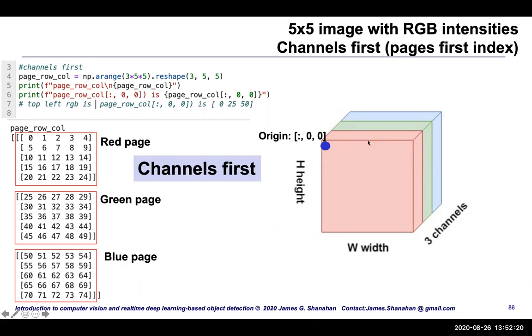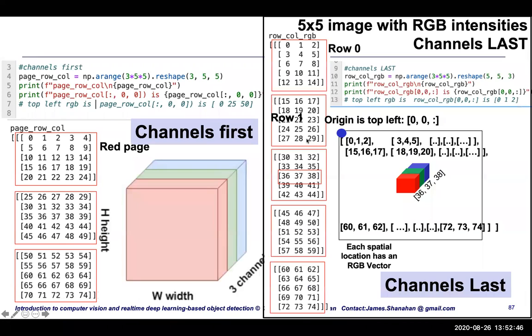So here I've laid out a red matrix, a green matrix, and a blue matrix, and I can combine those into one matrix, which is called channels first. The first dimension in this three-dimensional array will be the channel, and then we have the spatial coordinates. So it'll be channel, then rows, columns coordinates. That's one way, and then here I have an example of channels last.